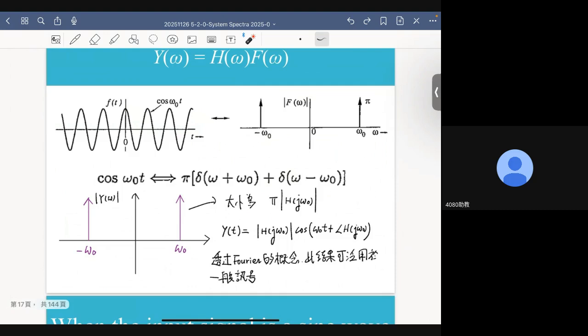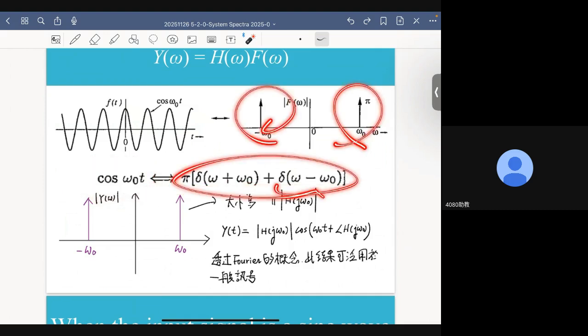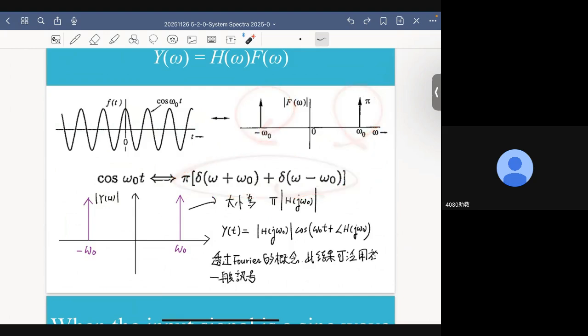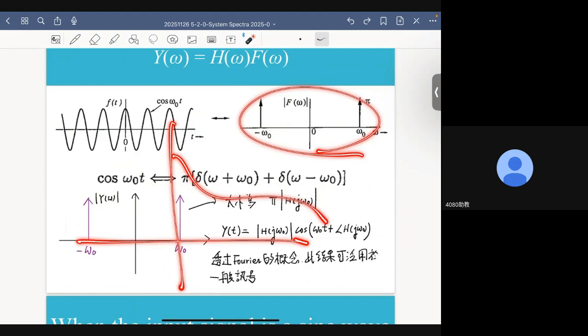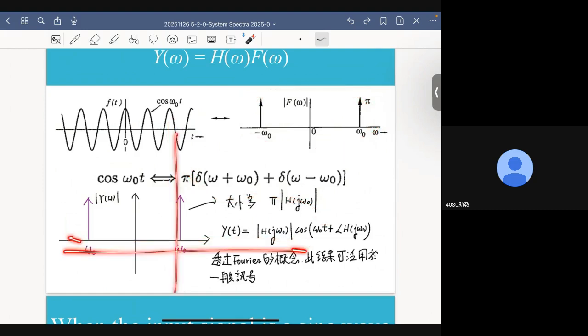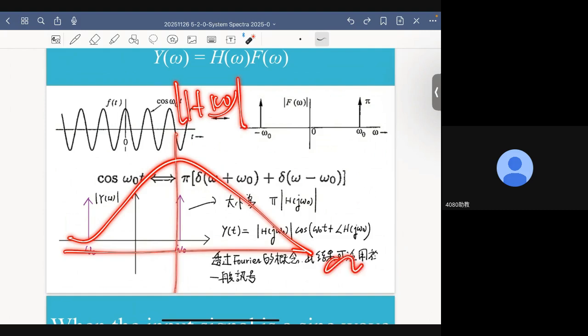And if you check out a Fourier transform table, if you take the Fourier transform of this sinusoidal signal, what you will get is this, which is, of course, this. If I multiply this with the spectrum of a system, let's say this is the amplitude spectrum of the system.